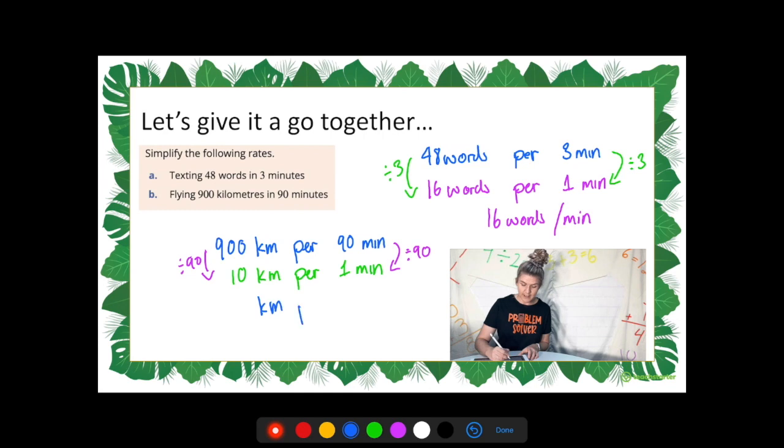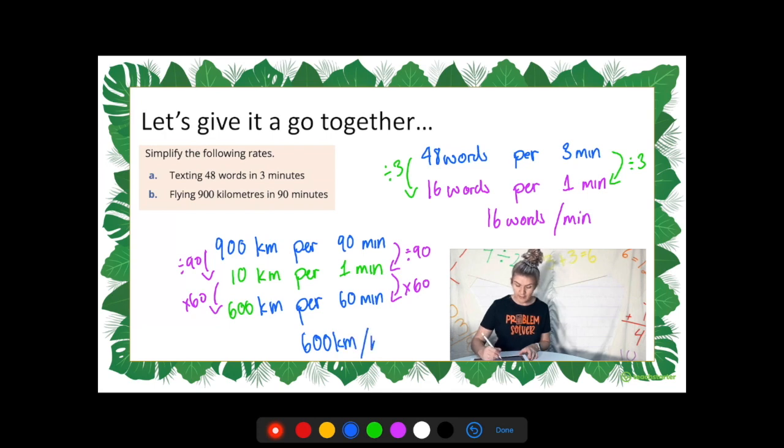I now want to know how many kilometers per 60 minutes. So I have to say to myself, how do I get from 1 to 60? And I'm going to times by 60. And then I'm going to do the same on the other side. And 10 times 60 is 600. And so now I can write that it's 600 kilometers per hour.